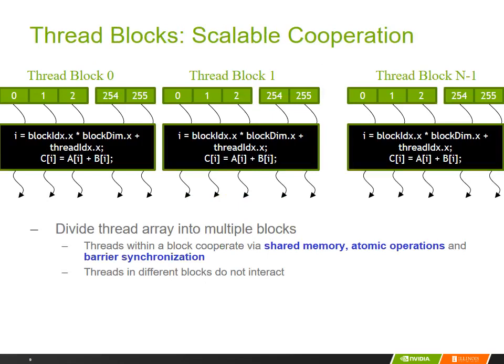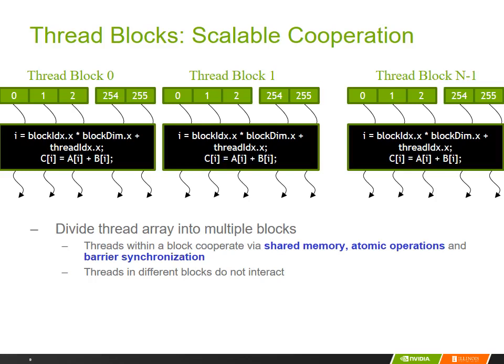CUDA threads are further organized into thread blocks. In this picture, we show n CUDA thread blocks. On the left-hand side, we see thread block 0, and we still have 256 threads in that thread block. The second one from the left is thread block 1, and so on.